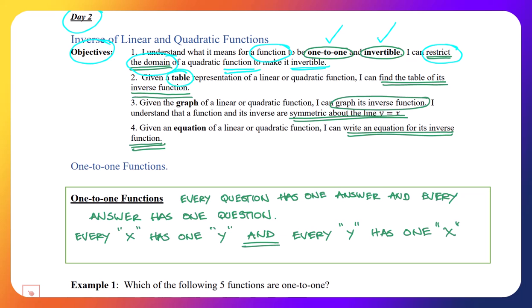From a table, we can make the inverse function. If we graph a function, we can also graph its inverse. And the graph and its inverse are symmetric about the line y equals x. Some of these ideas might sound familiar. And then we will be able to find the equation for an inverse. So the first idea is one-to-one.